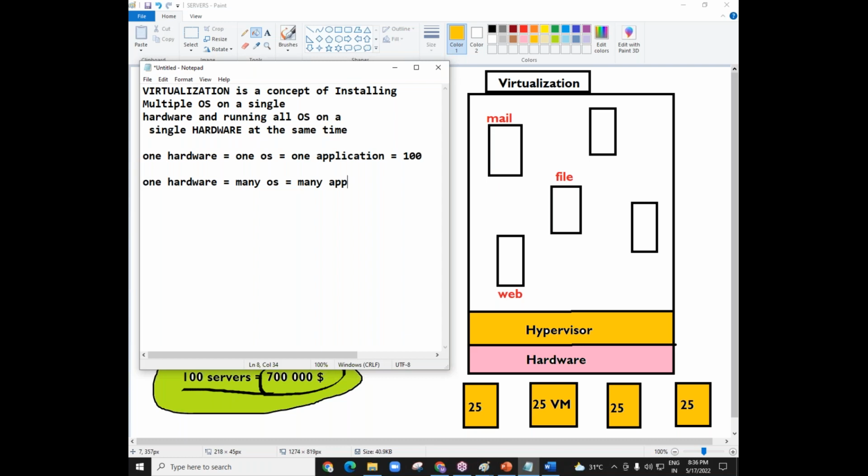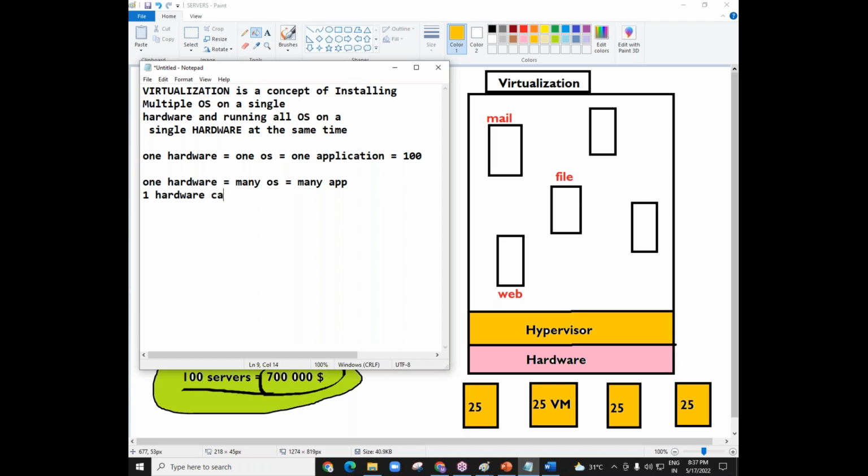On one operating system, minimum one application we can install, or let us say the best practice is installing one application on one operating system. But what changes have we made here? We have taken one hardware. On this one hardware we have installed how many OS? Many OS. And how many applications are we running? Many applications running.